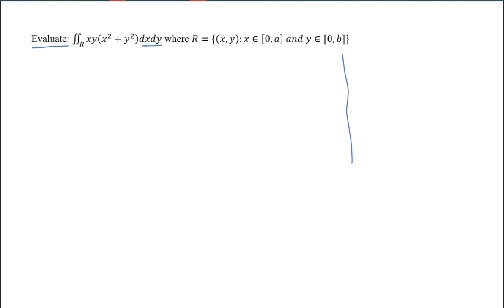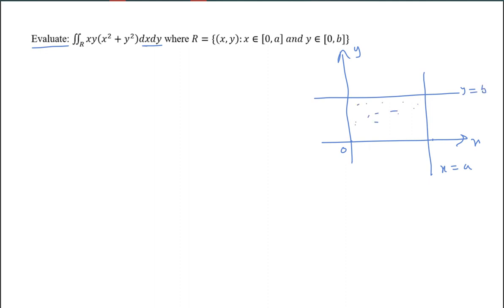Suppose I draw the region here, this is x, this is y. You have to integrate along x equal to 0 to a, so suppose this is x equal to a, and y from 0 to b, suppose this is y equal to b. So along this portion you need to integrate. This is your R, this is the region. Along this region you need to integrate. This is your A, this is your AB, this is your 0B, like this.